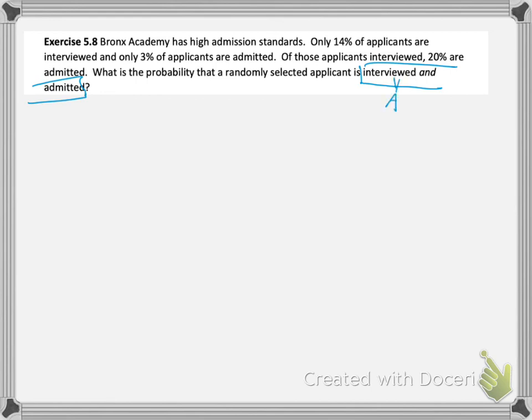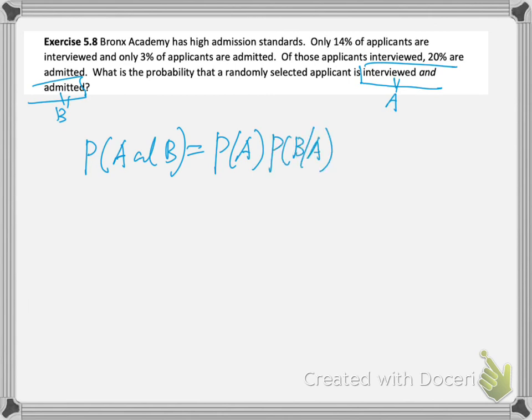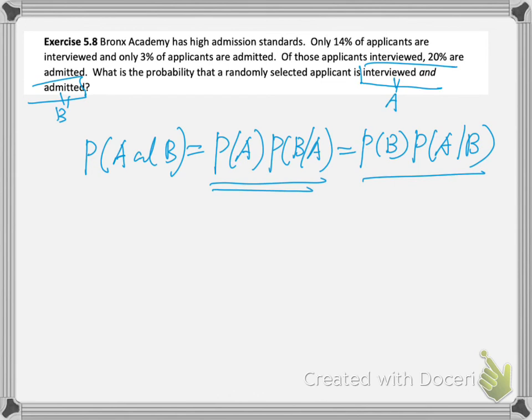So this will be A, this will be B. So P(A and B). For the multiplication law, the hard part is you have to pick one multiplication formula. It's either P(A) times P(B given A), only consider A, or P(B) times P(A given B), only consider B. You pick one of them, not both. And then how to pick? First you write down, just like before, what A is: A is interviewed. B is admitted.